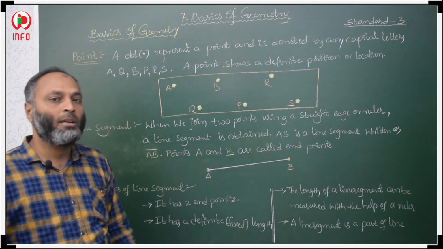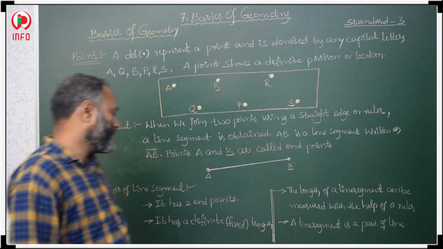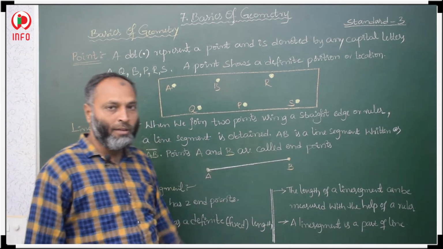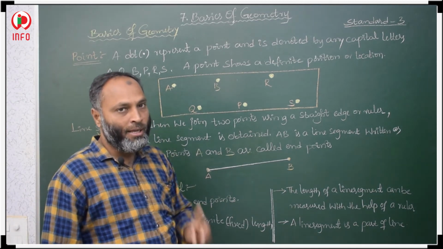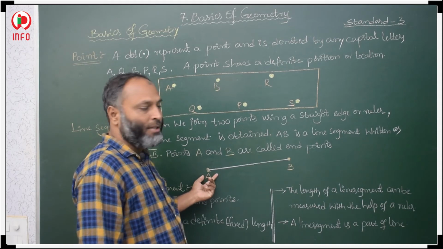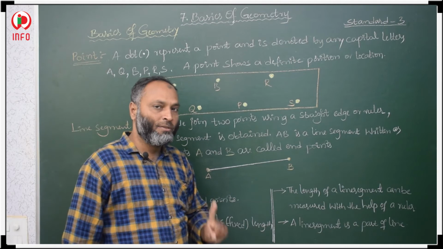Then after that, properties. What are the properties of a line segment? See here, the first property: it has two endpoints. Already we know this. A line segment has two endpoints. How many endpoints? Two endpoints. A is the first endpoint and B is the second endpoint. Clear? The first one is clear.